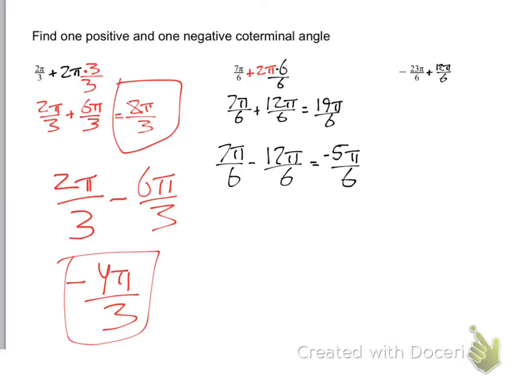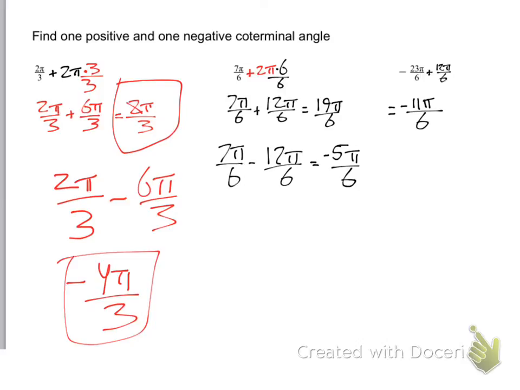12 pi over 6. Now, when I add 12 pi over 6, it's going to result in what kind of number? A negative. So that tells me I have actually just found a negative 11 pi over 6. Is that a positive coterminal or a negative coterminal? It's a negative coterminal angle.